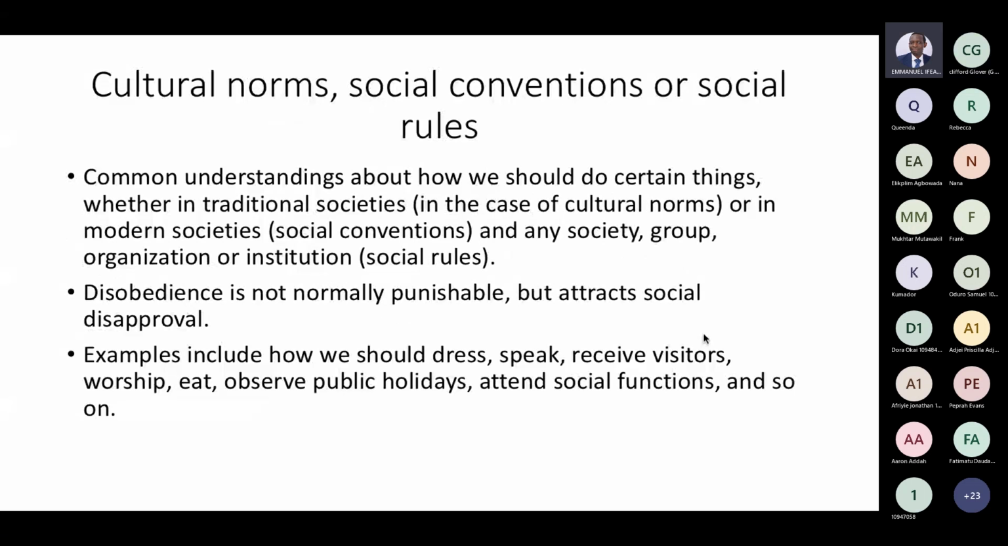Now, cultural norms or social conventions or social rules. Now, these are common understandings about how we should do certain things, whether in traditional societies, in the case of cultural norms, or in modern societies, in the case of social conventions, and in any society, group, organization, or institution, in the case of social rules. Now, disobedience is not normally punishable, but it attracts social disapproval. Because we're not talking about laws, we're just talking about common understandings. So when you go against those common understandings, you wouldn't be punished in a definite way, but at least you would meet with some disapproval. Examples include how we should dress, speak, receive visitors, worship, eat, observe public holidays, attend social functions, and so on.